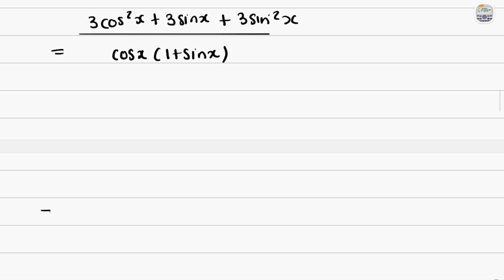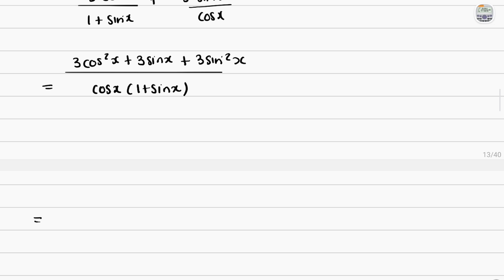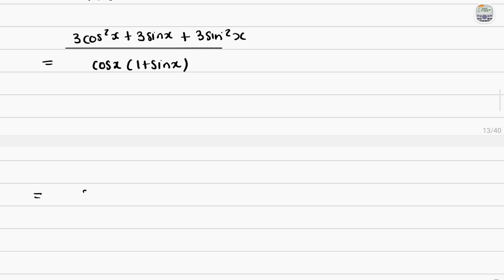Okay, and to go further, you see that we have a cos squared x and a sine squared x. Let's put those together. So let's rewrite this as 3 sine squared x, and then we have plus 3 cos squared x. And the reason is because we know that cos squared x and sine squared x, when we add them, they give us that identity of 1. So we still have the plus 3 sine x here.